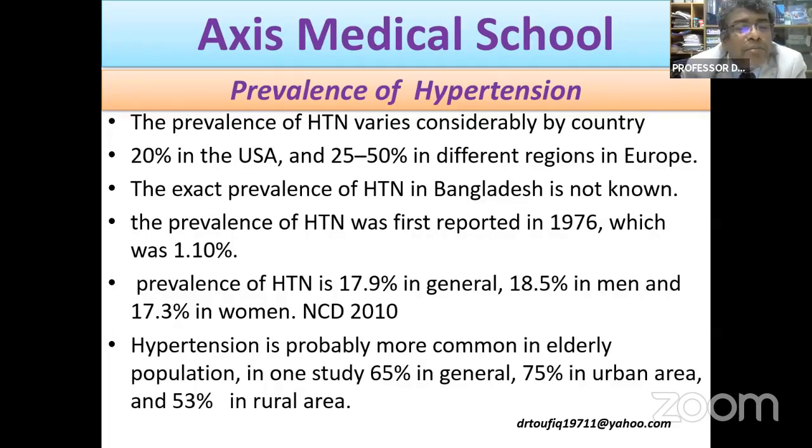Hypertension is more common in the elderly population. We all know that with advancing age there is an increased chance of hypertension, because there is an increased chance of hardening of the arteries. In one study, the prevalence was 65% in general, 75% in urban areas, and 53% in rural areas. That is, hypertension is more prevalent in the cities and less prevalent in rural areas.